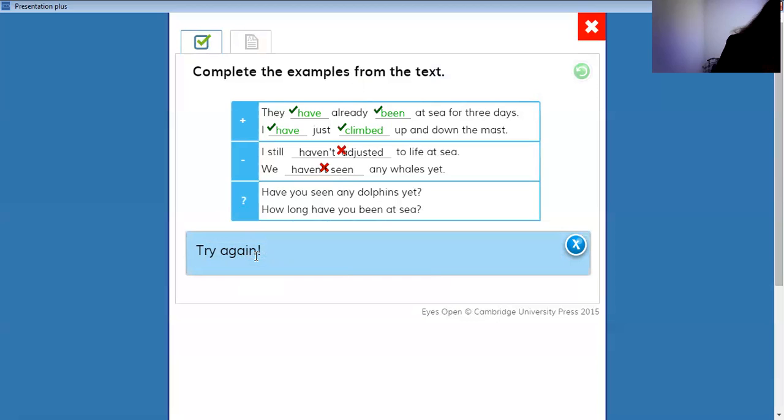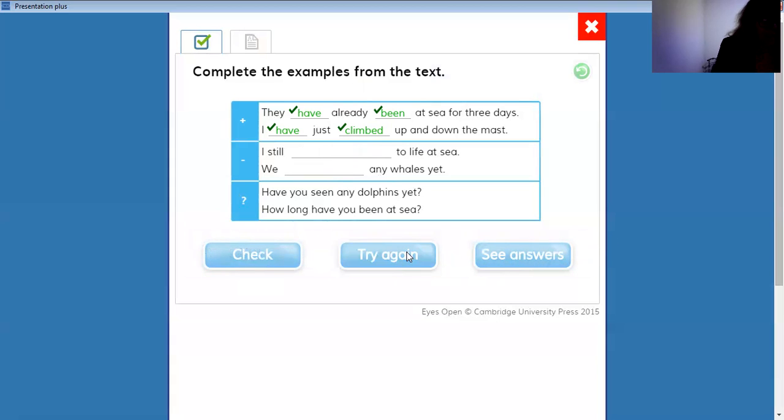Wow, what happened here? This is correct. I still haven't adjusted. Okay, the contraction isn't good. Now we have to change the contraction. Try again. What happened here? Okay, now we have to use another contraction. The contraction is the problem. Oh. Still haven't adjusted.